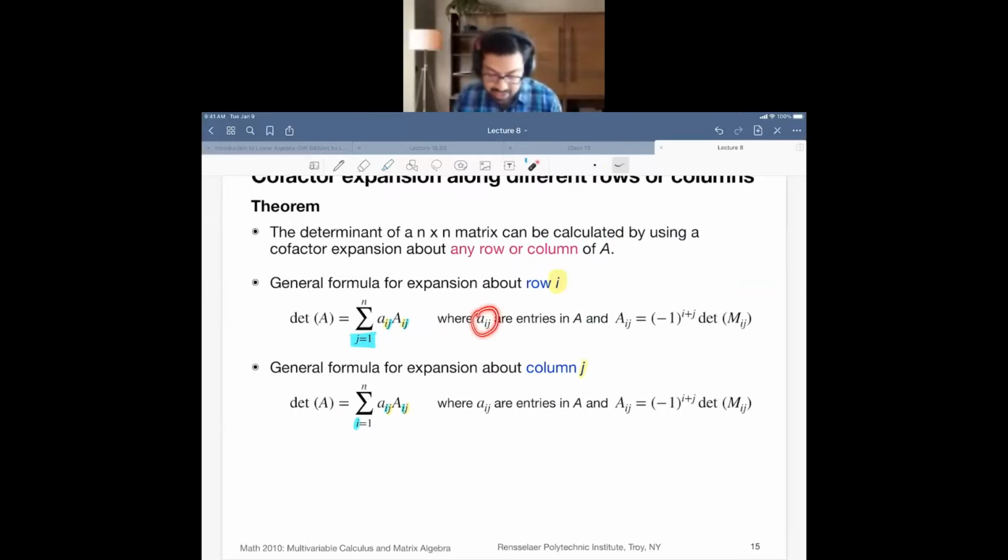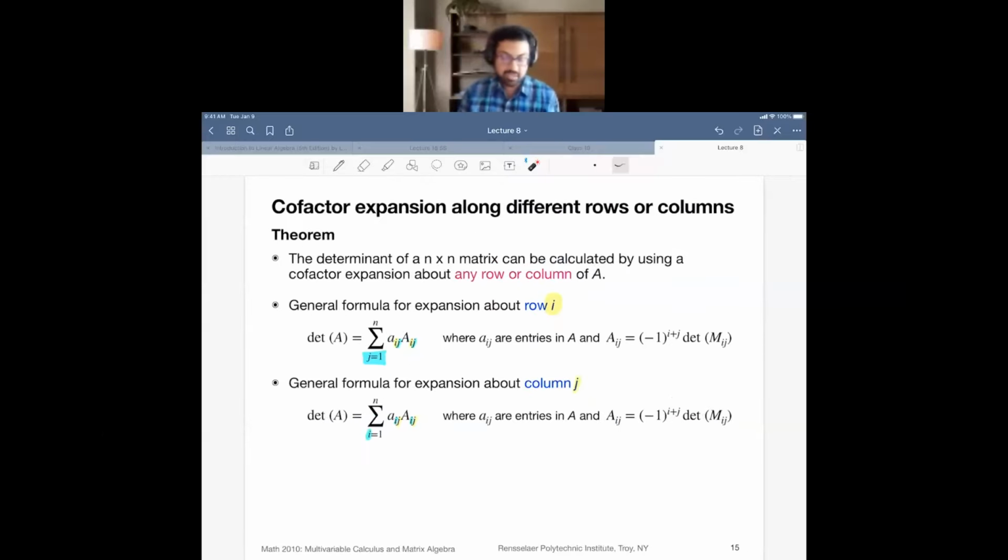But a sub ij in both cases are entries in A, the original matrix, and the cofactors are also the same, right? A sub ij is the signed determinant of the minor. So everything is exactly the same here, but when you're doing the expansion about row i, you're summing up across the elements in that row for all columns. And if you're doing the expansion with respect to column j, then you're fixing the column j, and then you're summing that across all the row elements in that column.